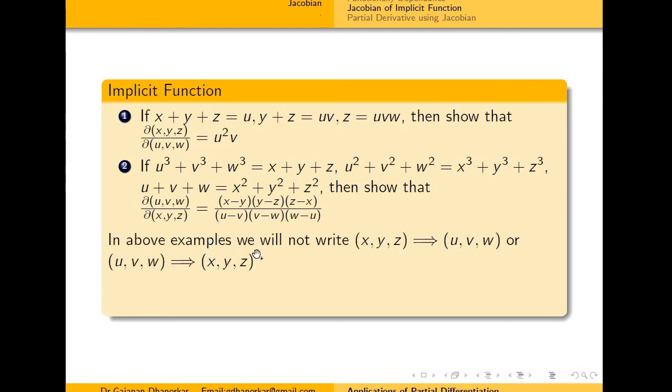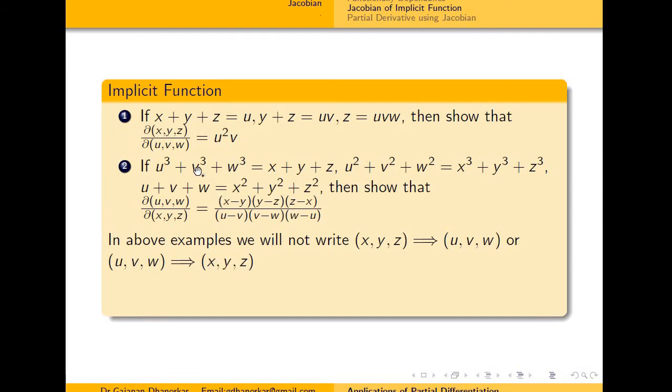In the above examples, we will not write xyz in terms of uvw, or uvw in terms of xyz. Then what do we have to do? How will we solve this type of problem? Now to solve this type of problem, we have to develop a new technique to find such types of Jacobians. This new technique is developed by implementing implicit functions. By using implicit functions, we will find this type of Jacobian.